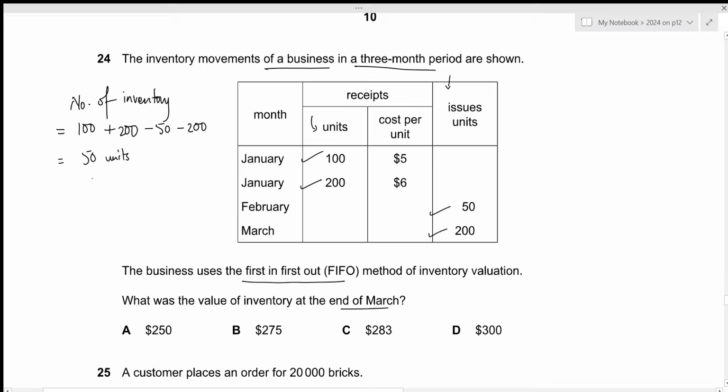First in, first out means that whatever units we used was first taken out from the first batch which was purchased. So whenever we value inventory using first in first out, it will be valued at the latest price.